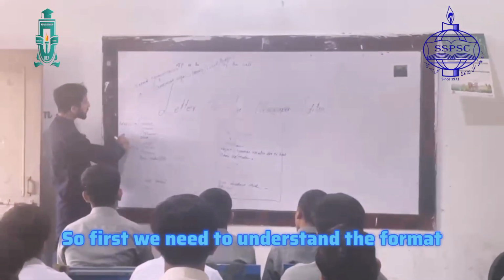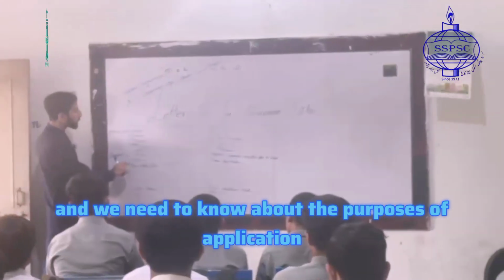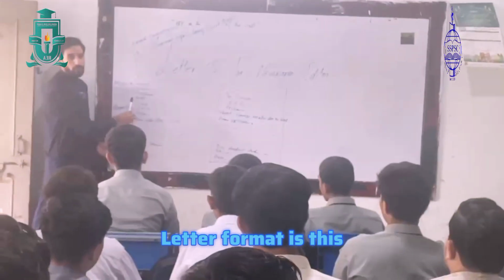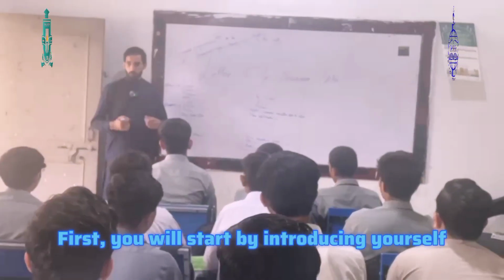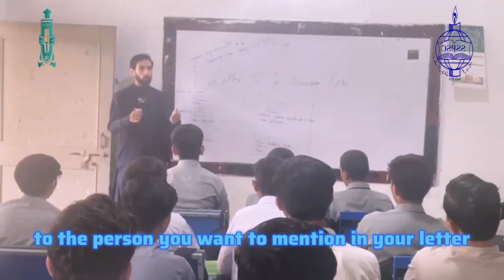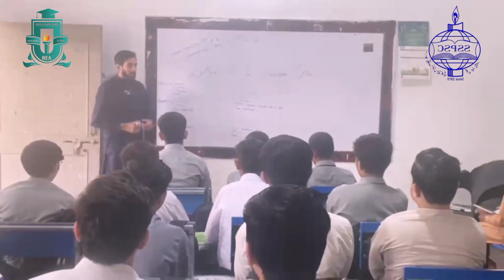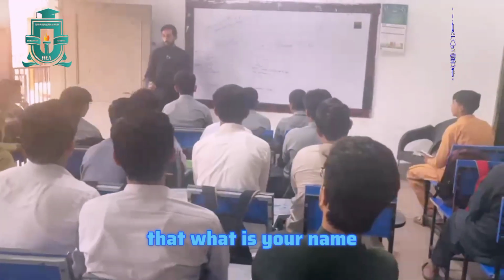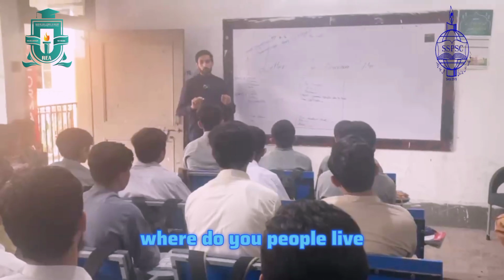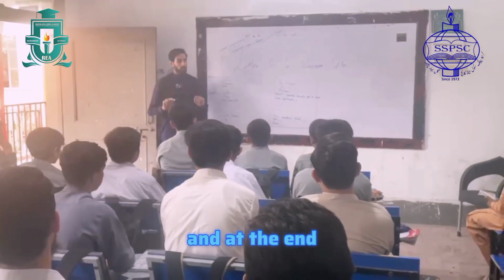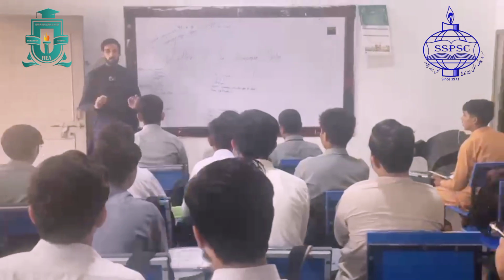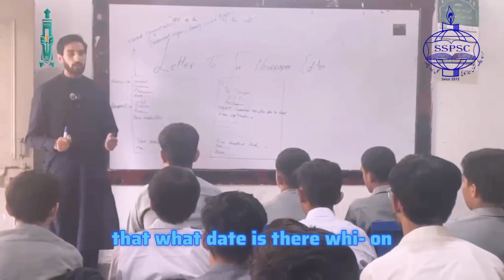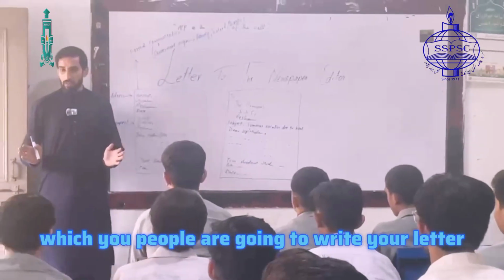For what purposes are these used? First we need to understand the format, and we need to know about the purposes of an application, and then we need to understand about the letter. Letter format is this. First, you will start by introducing yourself to the person you want to mention in your letter. You will start by writing your name. Then you will write where you live, the exact location, and at the end you will mention the city. Right after that you should mention the date on which you are going to write your letter.